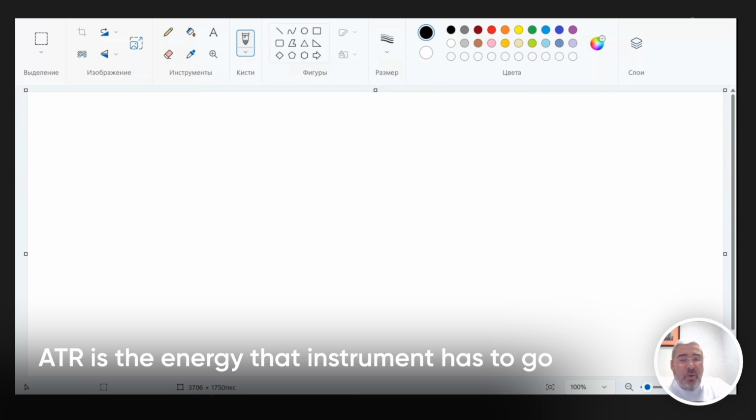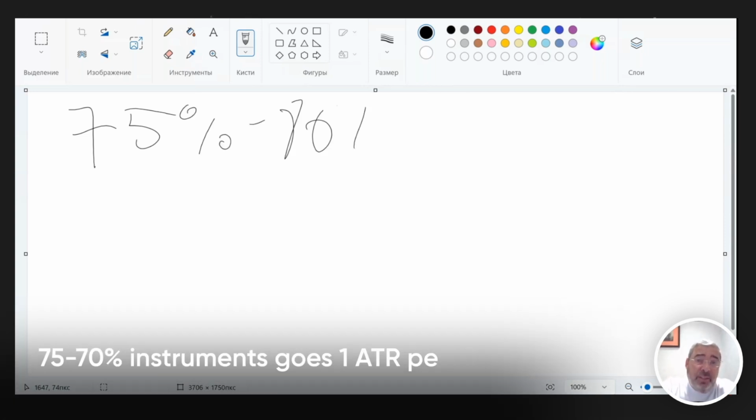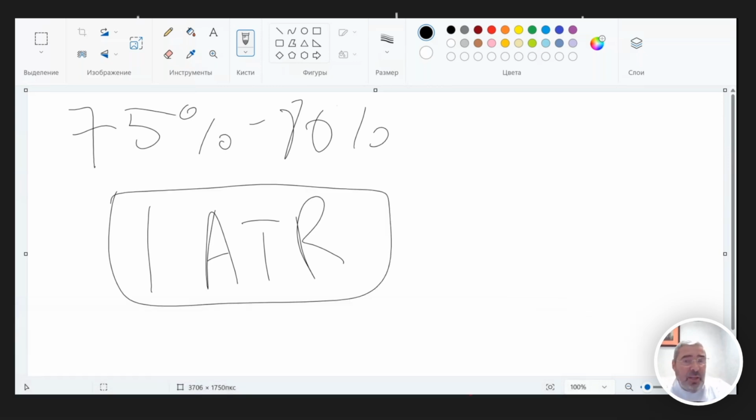So the very important thing to understand is that 75% to 80% of the time, every single instrument goes 1 ATR per day. So the average instrument goes on a daily basis 1 ATR. Very important thing to understand, the 1 ATR is the 1 daily bar. So the ATR, average true range, counts in the daily bars. So 1 daily bar represents 1 ATR.